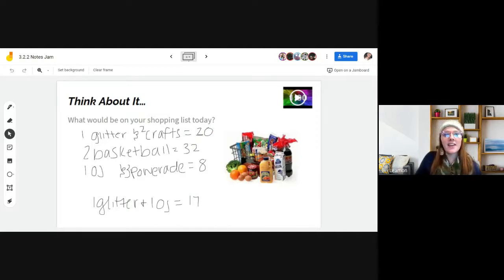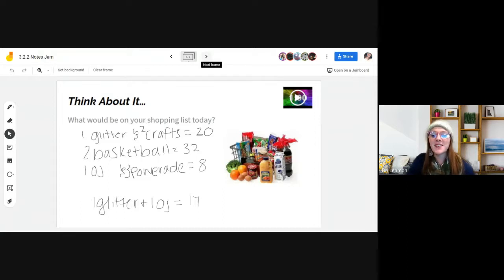Anyway, all that to say, what we're going to be doing today is taking our word problems and paring them down to different information. We're going to take some variables, we're going to take some numbers, and we're going to put them into equations. Yes, this is an expensive glitter, obviously.